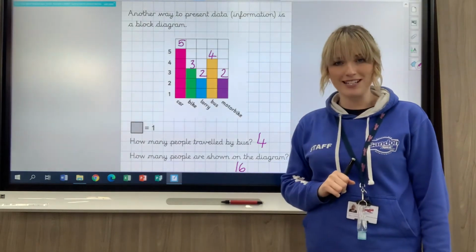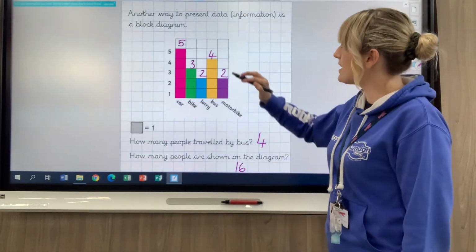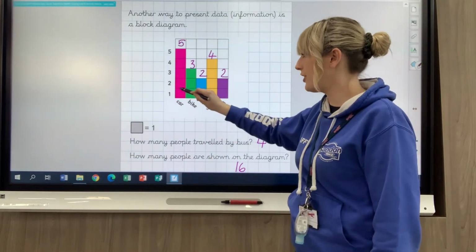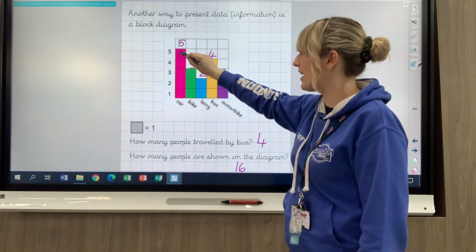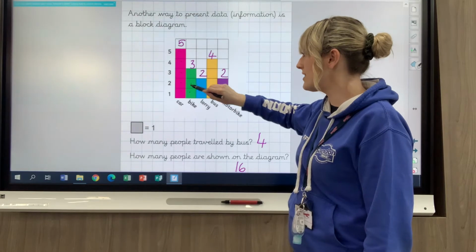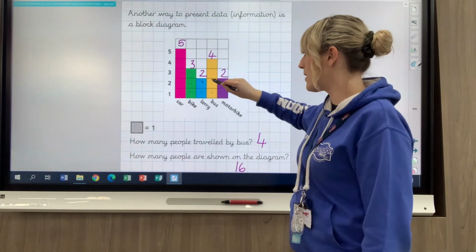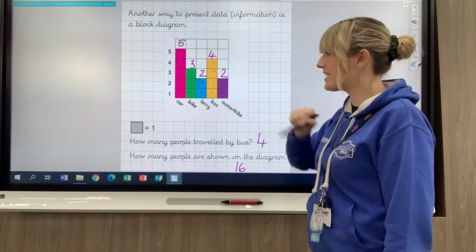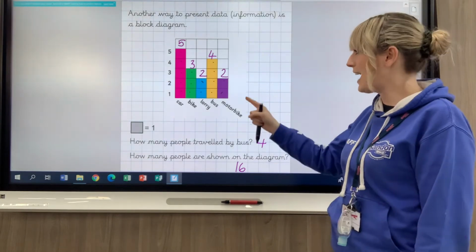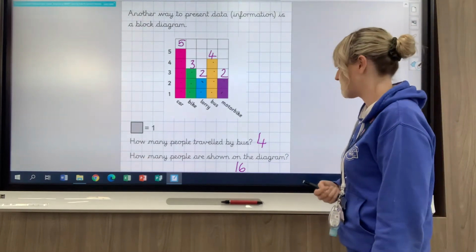Another way to work that out in a really simple way is to just count each block and go 1, 2, 3, 4, 5, 6, 7, 8, 9, 10, 11, 12, 13, 14, 15, 16. Okay, so you can count each block to find that answer.